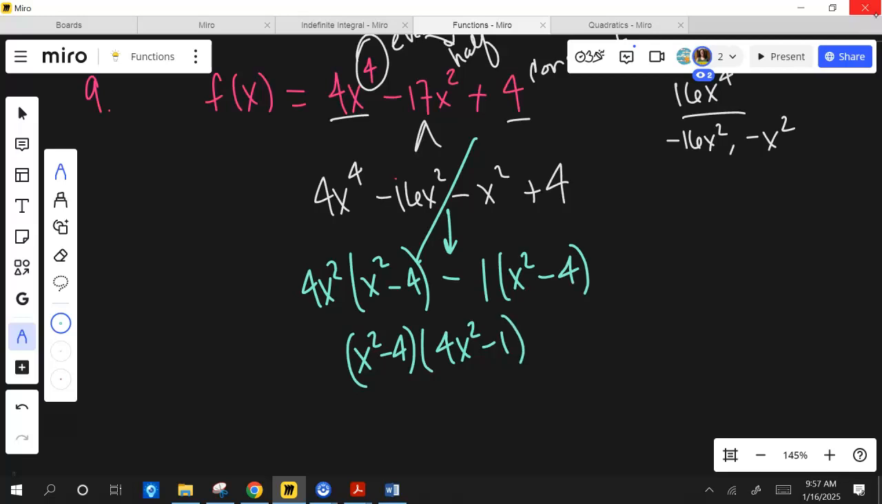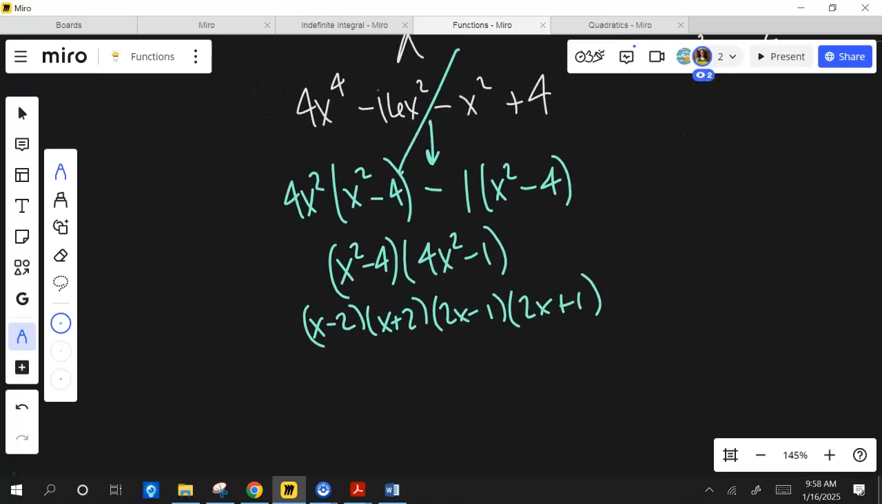And now I can factor all of those as difference of two squares. So I have x minus 2, x plus 2, 2x minus 1, 2x plus 1. Now it's completely factored and it's easy to get my zeros here as well: 2, negative 2, 1/2, negative 1/2. Have you set each piece to 0? Yeah.